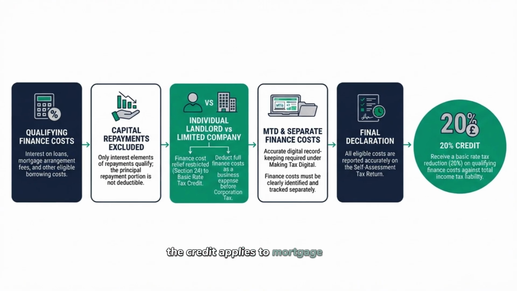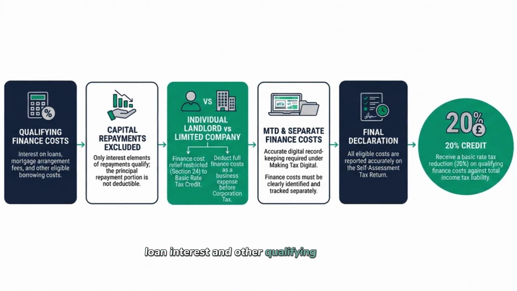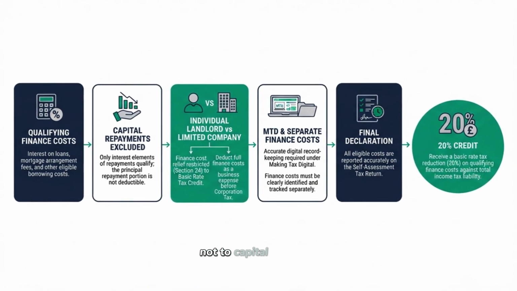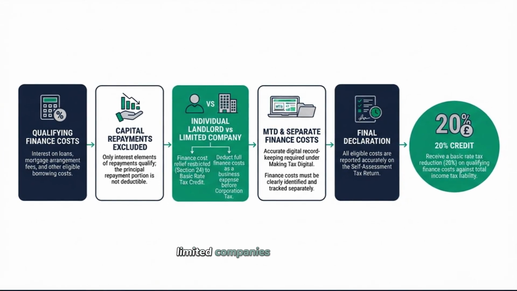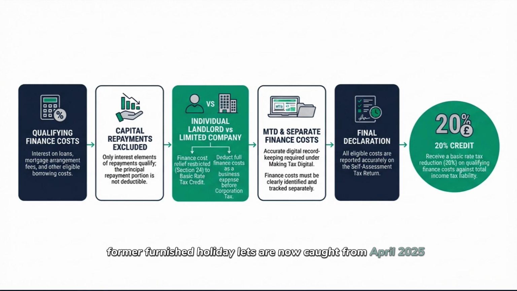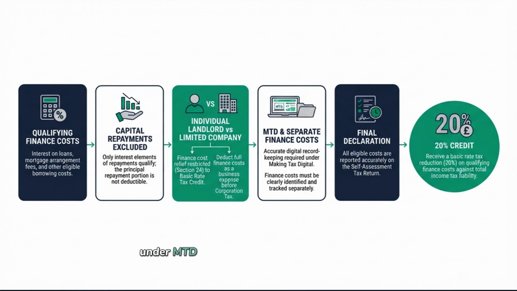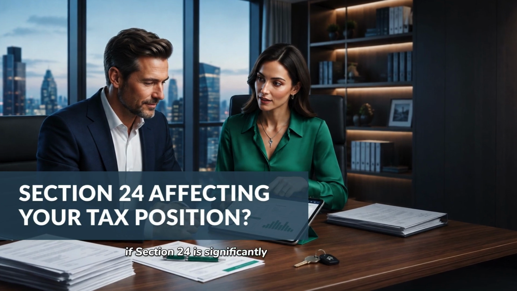The credit applies to mortgage interest, loan interest, and other qualifying finance costs. Not to capital repayments. Limited companies are not affected. Former furnished holiday lets are now caught from April 2025. Under MTD, finance costs are recorded separately and the credit is applied at the final declaration stage. If Section 24 is significantly affecting your tax position, speaking to a qualified tax advisor about your options is a worthwhile step. Next up, capital gains tax on property in 2026, what landlords need to know before they sell.